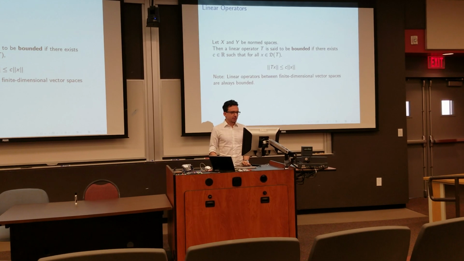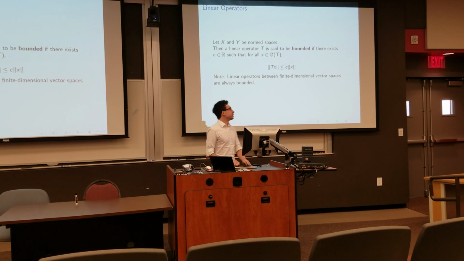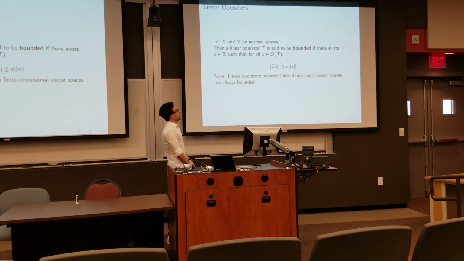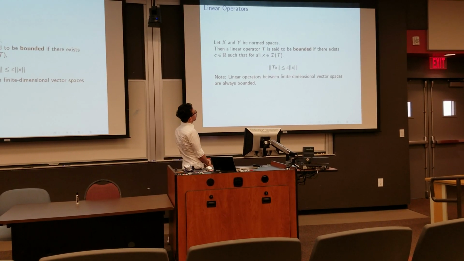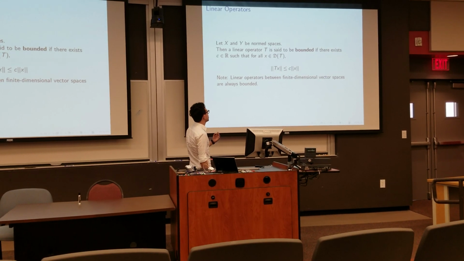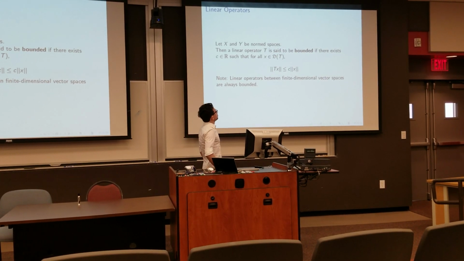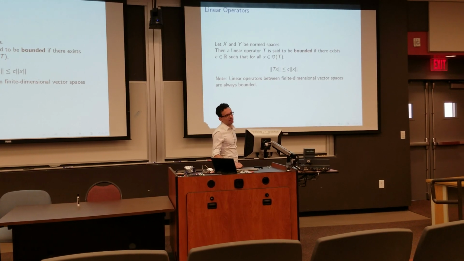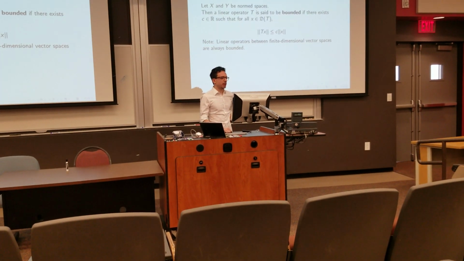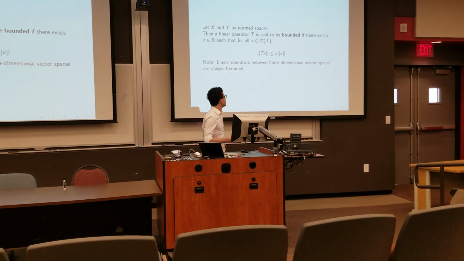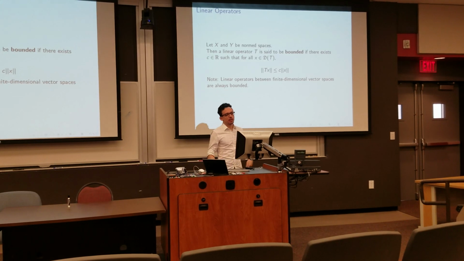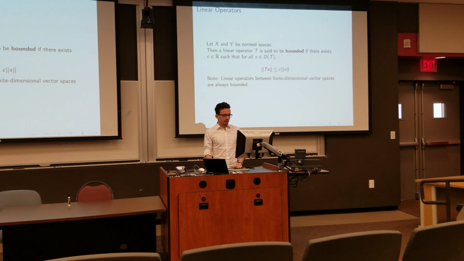So we say that a linear operator T is said to be bounded if there exists a constant such that the norm of T times x is less than or equal to that constant times the norm of x. This concept doesn't really come up in linear algebra because every linear operator between finite dimensional vector spaces is bounded. So it's really only important when we're talking about infinite dimensional vector spaces.